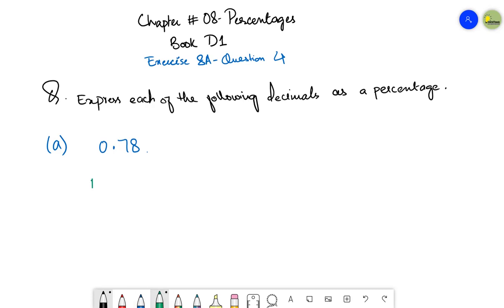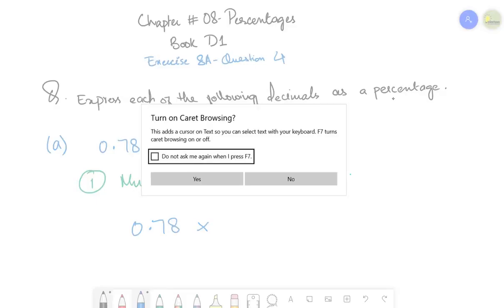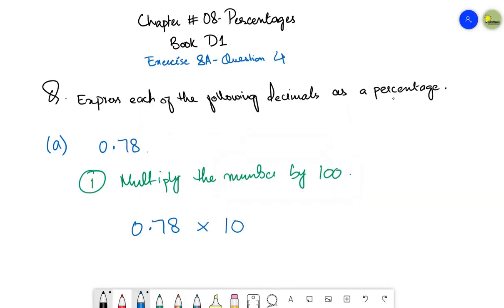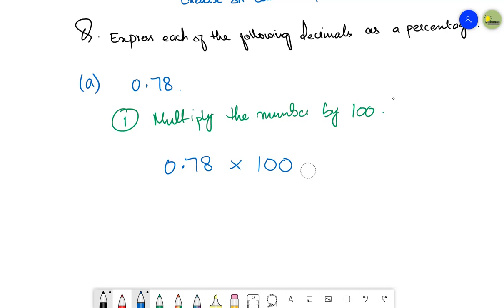This step is just to multiply the number by 100 so that it can be converted into a percentage. So let me write over here. The quotient is 0.78. You need to multiply it by 100. Now there is a very easy thing that you can do. In order to multiply it by 100, just forget the decimal point and just multiply as it is.